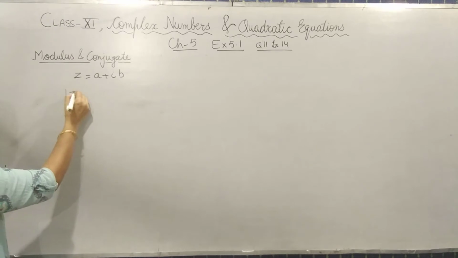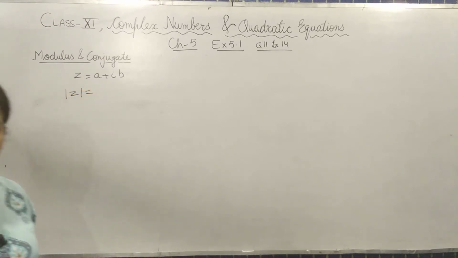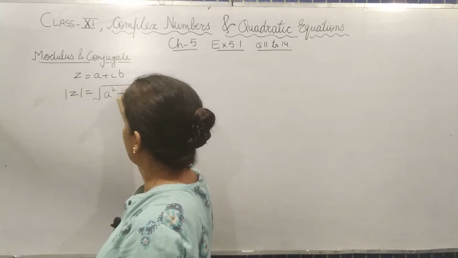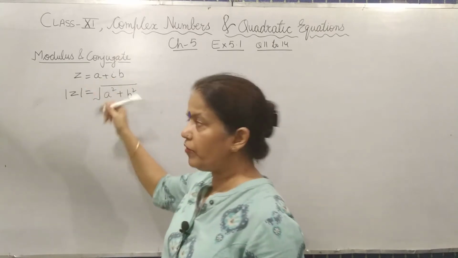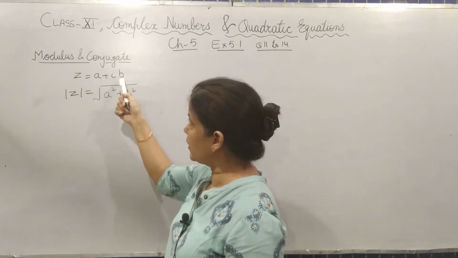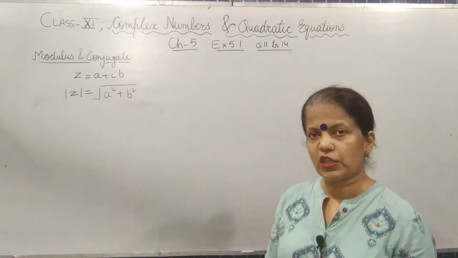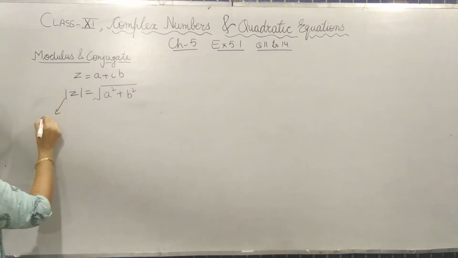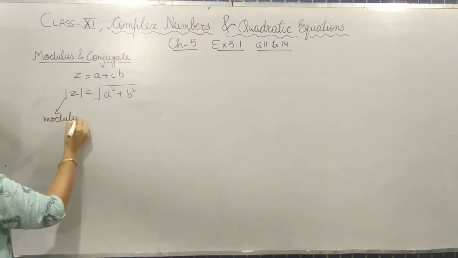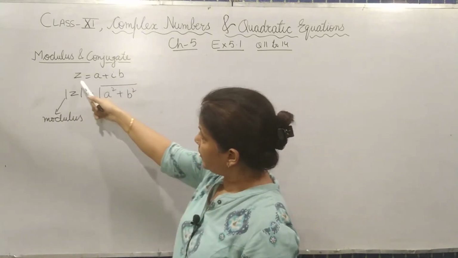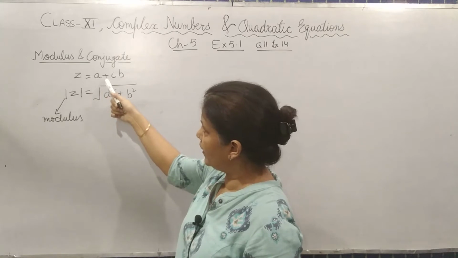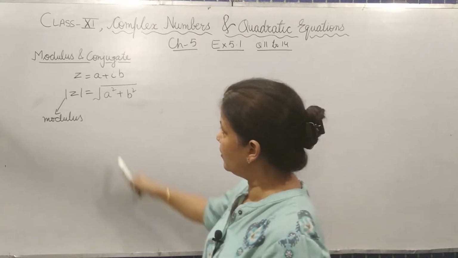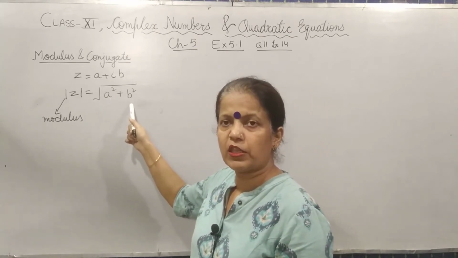Modulus means mod z. Modulus means the square root of the square of the real part plus the square of the imaginary part. This is modulus. So if the complex number is written in the form z equal a plus iota b, then the modulus of z is root of a square plus b square.